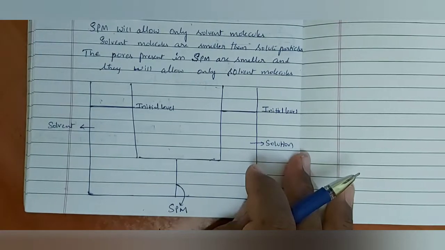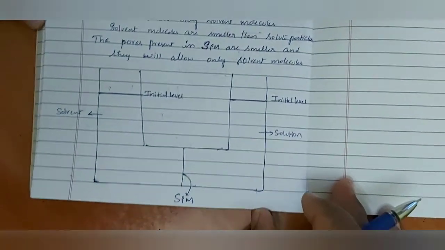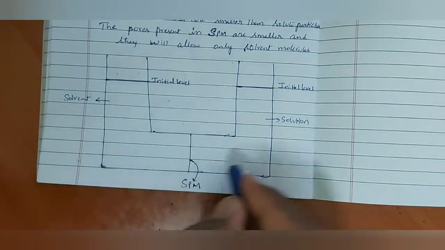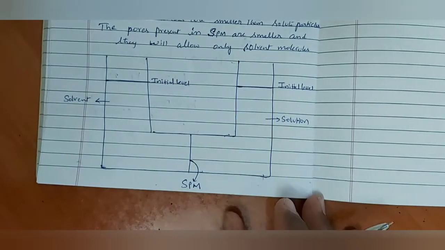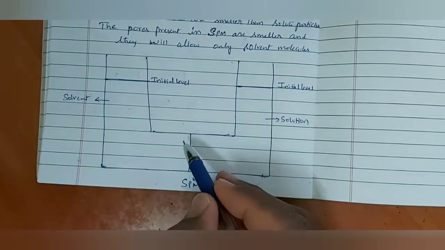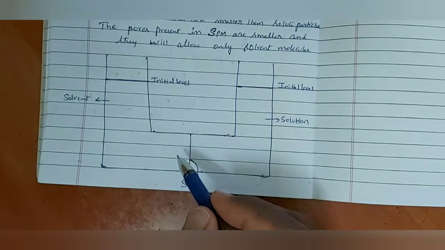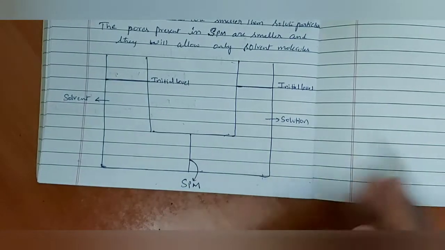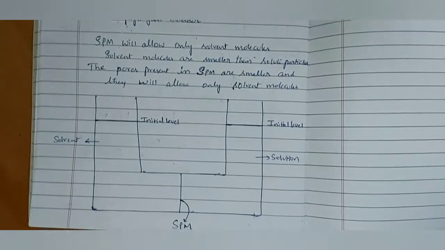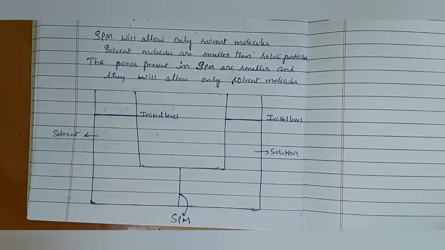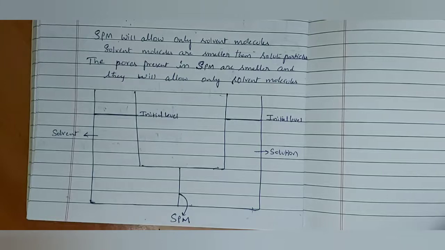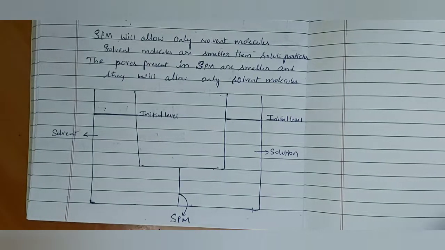Okay? So in the previous class, the osmosis process takes place by taking one equipment, which is a U-shaped tube. This U-shaped tube is fitted with a semi-permeable membrane, and we have completed the importance of the semi-permeable membrane also in the previous class. The semi-permeable membrane, SPM, will allow only solvent molecules. Solvent molecules are smaller than solute particles. The pores present in the SPM are small and they will allow only solvent molecules. They will not allow solute particles.